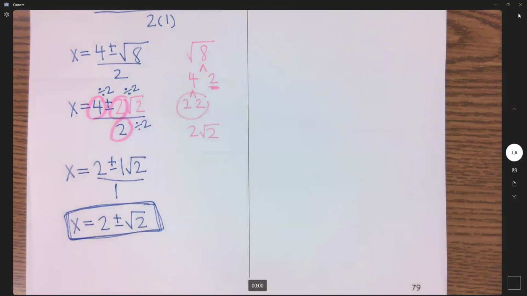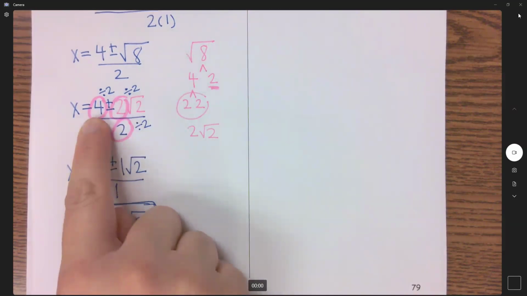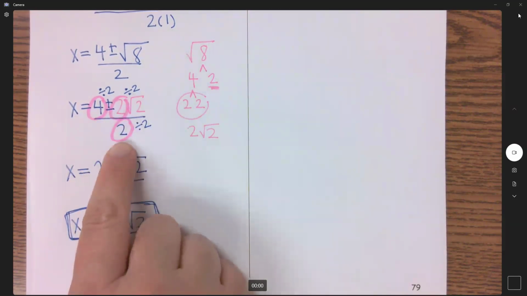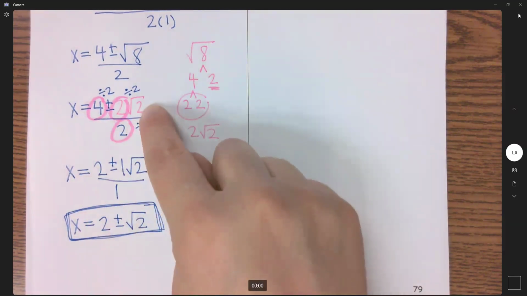So please, please, please, you're only simplifying what's in front of the plus or minus, what's behind the plus or minus, and what's down here below that you're dividing by. So even if this was a 3, we could still simplify because we're not paying attention to what's under that radical after we've simplified it.